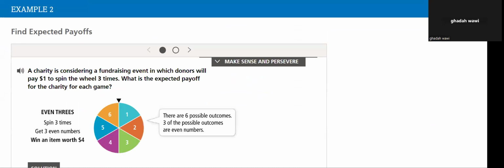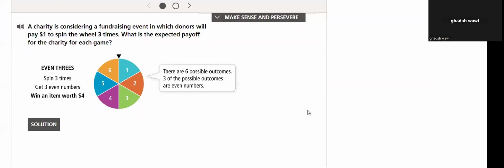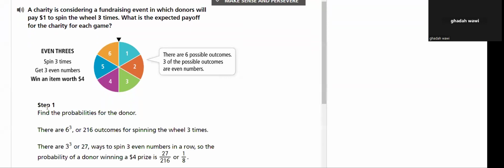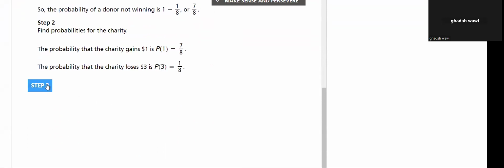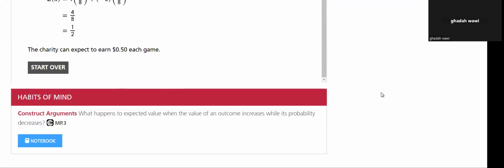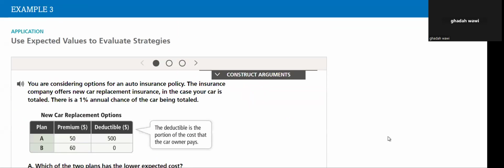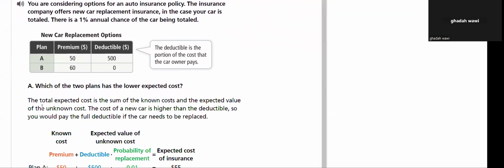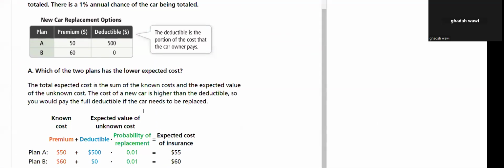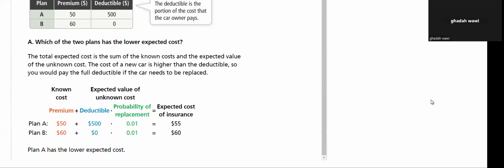Then we will learn how to find the expected payoffs, with a step-by-step solution: step one, step two, step three, and then we go to the conclusion. Then we will apply what we have learned in using expected values to evaluate strategies. Again, detailed solution here. How is it done?